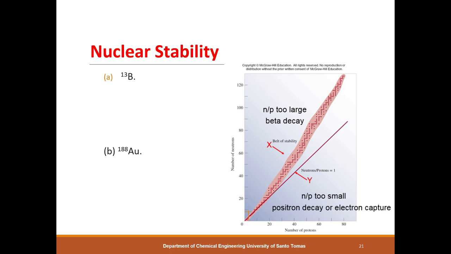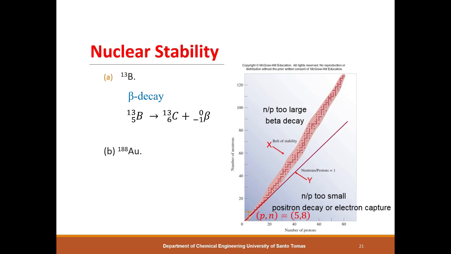Now we see that the intersection of the lines corresponds to a point that is above the stability belt. This allows us to decide that in order for this isotope to become stable, it has to undergo beta decay. Once that is done, we can have this nuclear equation.